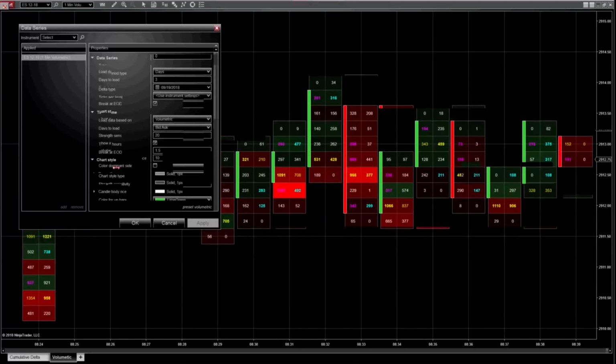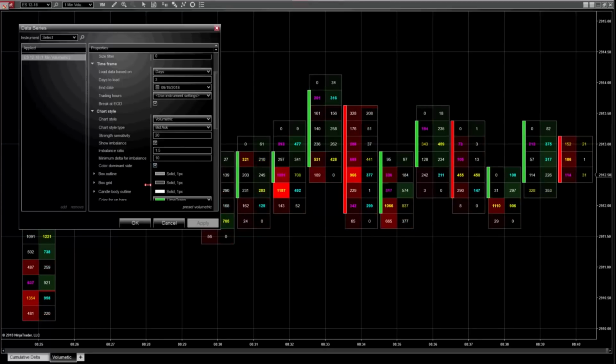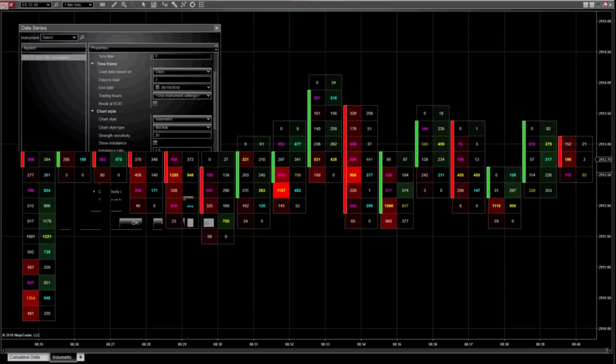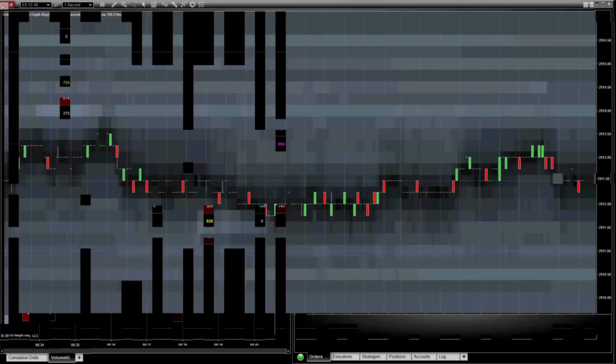And the last setting we'll cover is the color dominant side. With this enabled, this will color the side of the price level that has the highest volume. And that will do it for the volumetric bar. So we'll go ahead and move on up to the market depth map. So I'll pull that chart into view.